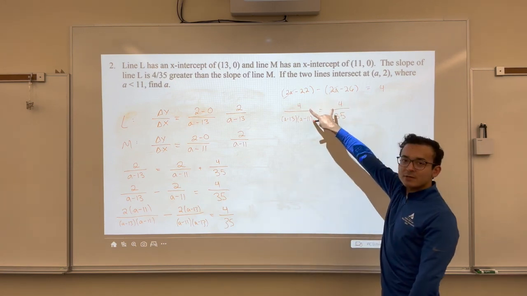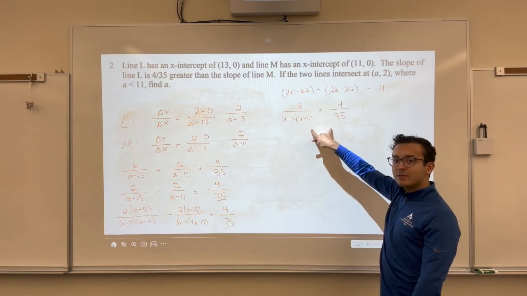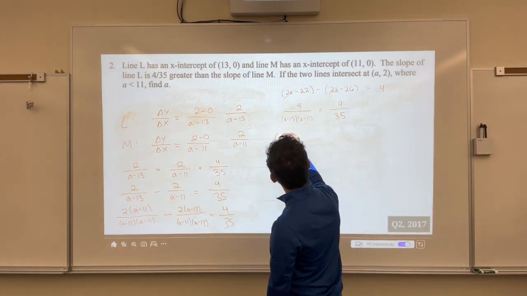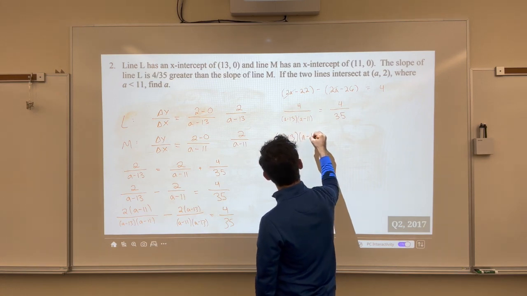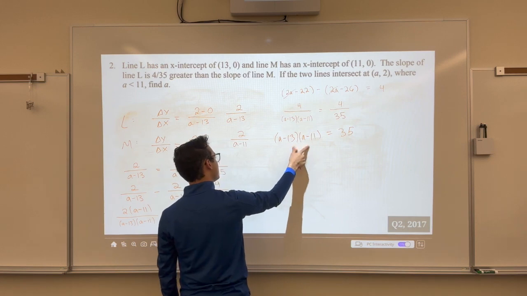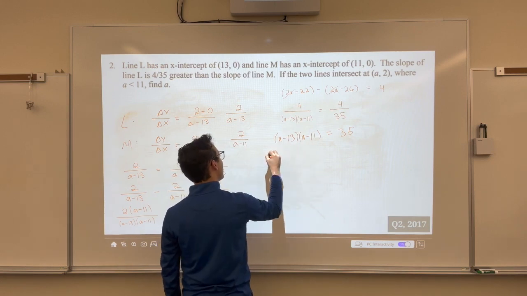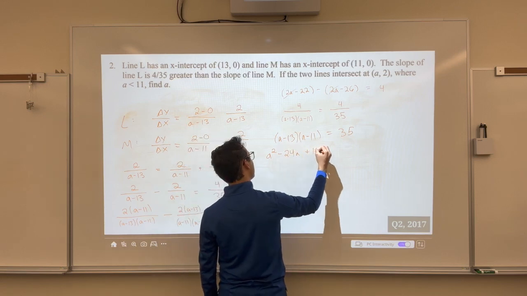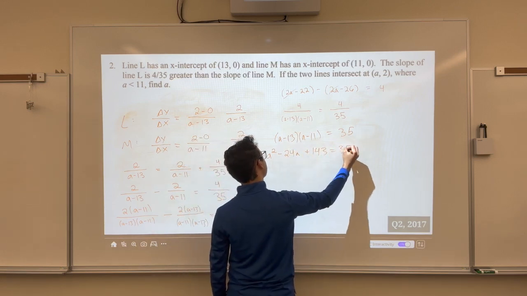Now, if the numerators are equal, then the denominators must also be equal. So we can say that (a minus 13) times (a minus 11) is equal to 35. Now we need to put this into expanded form, so we get a squared minus 24a plus 143 is equal to 35.